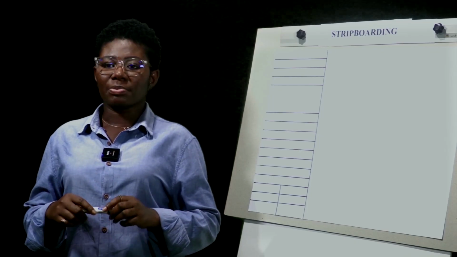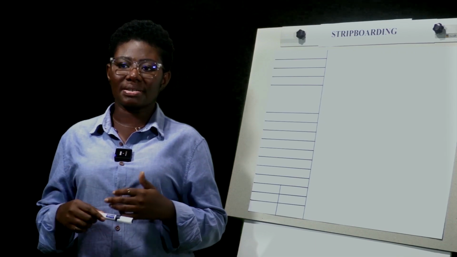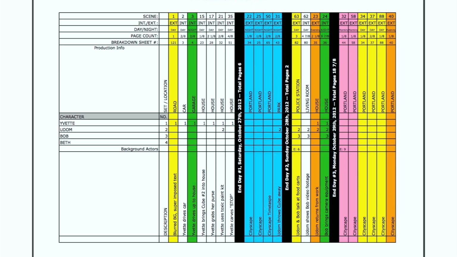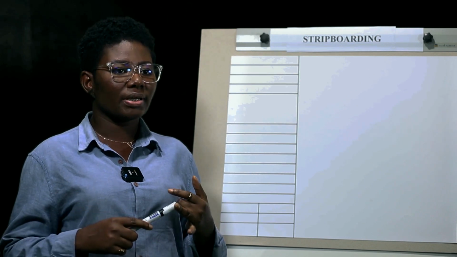A stripboard is a production document that arranges scenes in the order of shooting using color-coded strips of 3 types, that is the scene strip, the day break, or banner.